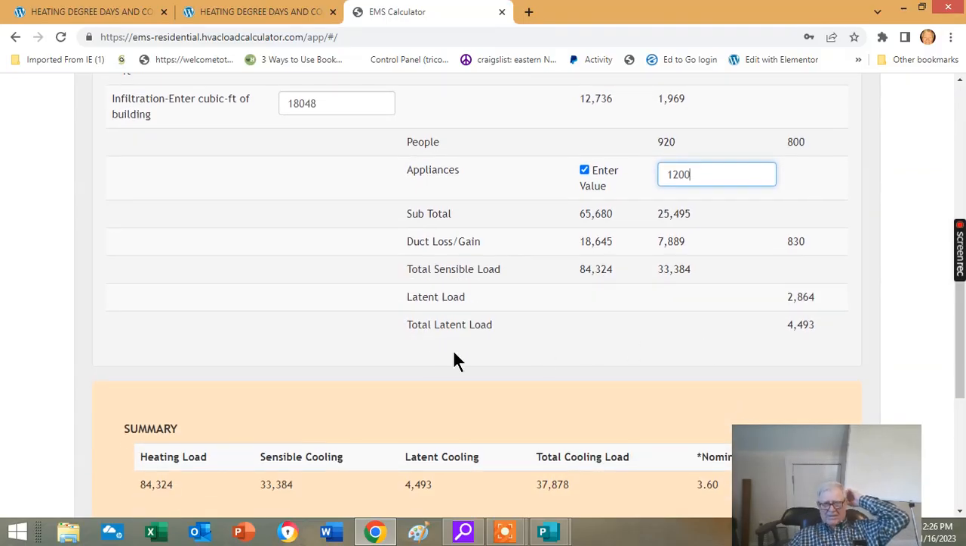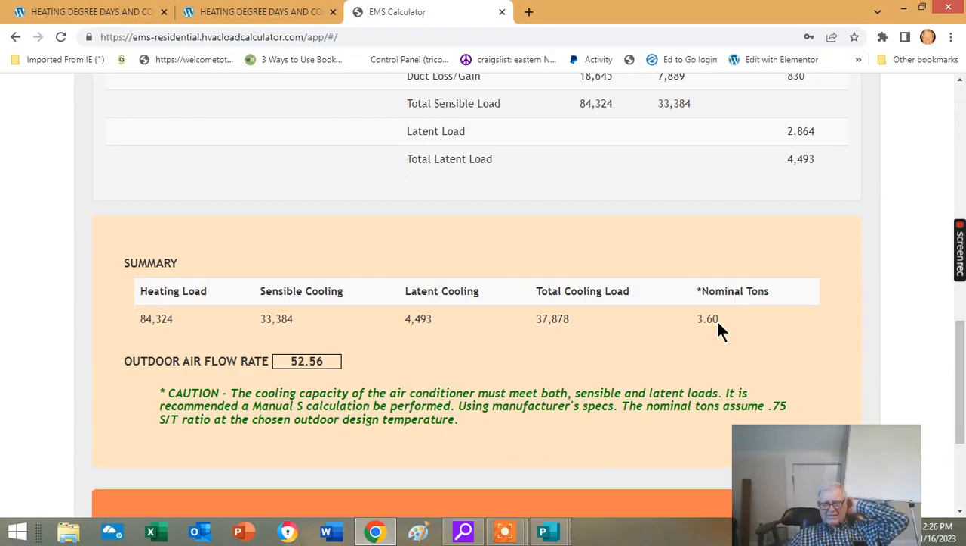Okay, so here we go. We got the calculation. It's telling you that the house requires 84,000 BTUs to heat it. 37,000 BTUs of total cooling. And it breaks that cooling down between sensible and latent. Now this last column down here tells you that you need 3.6 tons. If you'll notice, that's probably closer to 3.1 tons.